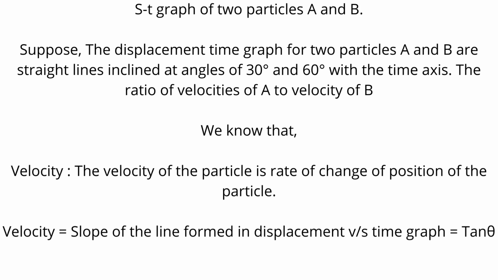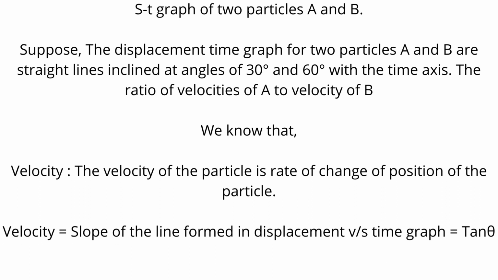Suppose the displacement time graph for two particles A and B are suggesting the inclined angles are of 30-degree and 60-degree, as given in the problem. With the time axis, the ratio of velocities of A to velocity B can be calculated by using the slopes ratio. Let us first understand.